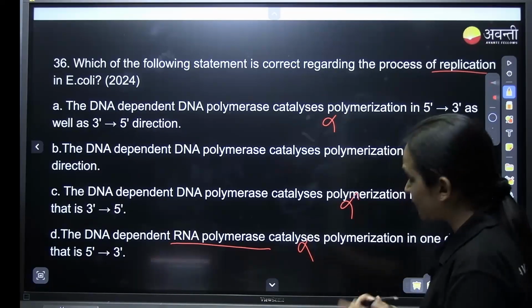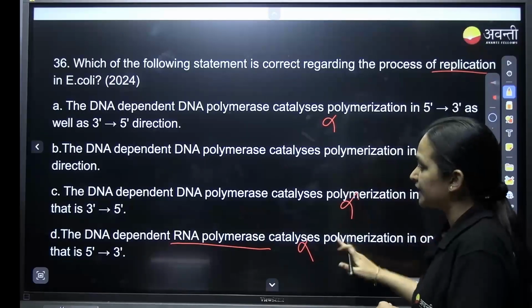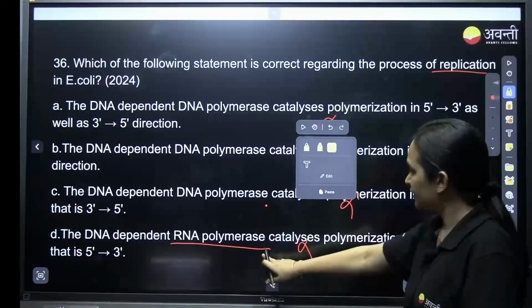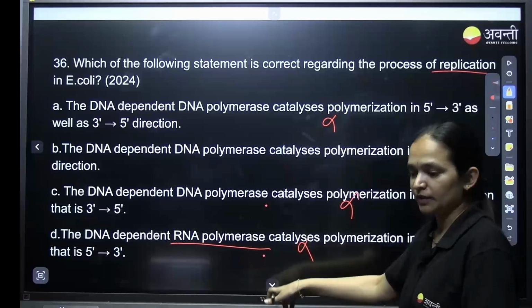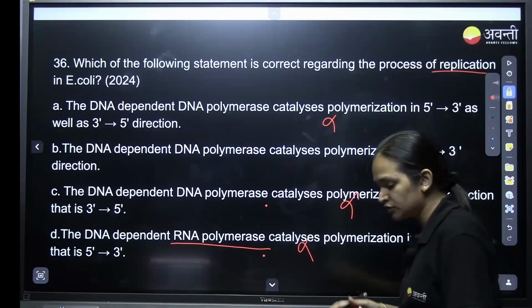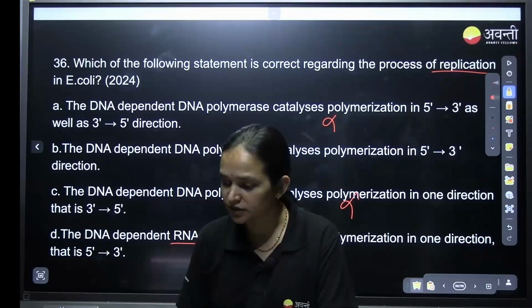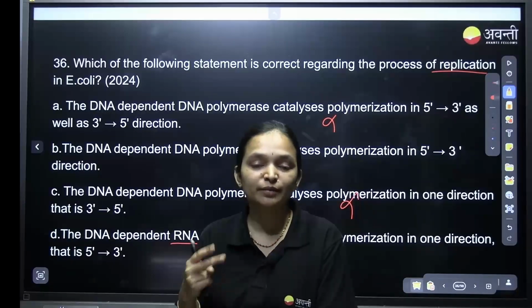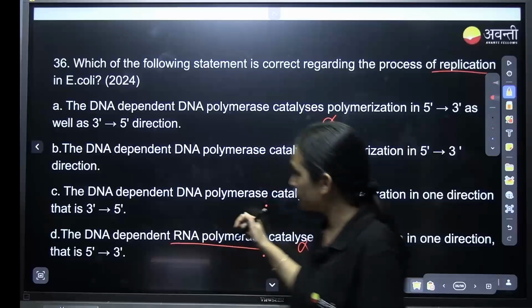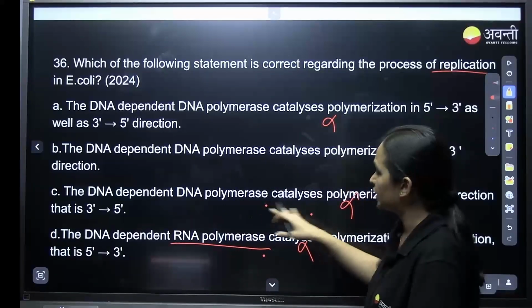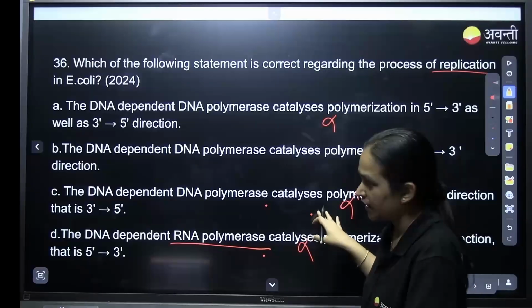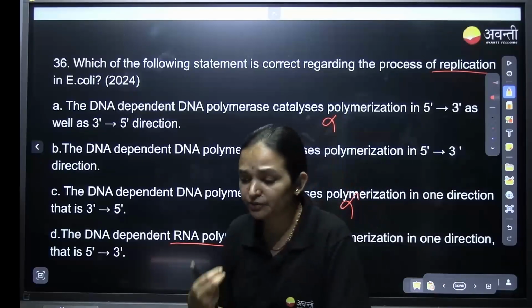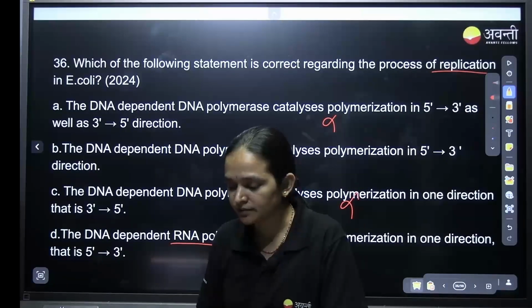Even if you have confusion in this particular question, you can answer by the elimination technique. It cannot happen 3' to 5', so these two are eliminated. And here it is given RNA polymerase, this is also eliminated. Sometimes when you are stuck, if you don't know what the correct answer is, try reading the question and eliminating the other options. When you eliminate two options, for example A and C because 3' to 5' direction is written, and you are left with two, there is still a 50% chance of you getting the correct answer, isn't it?